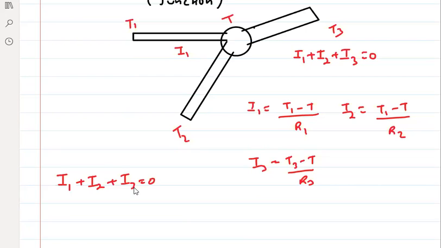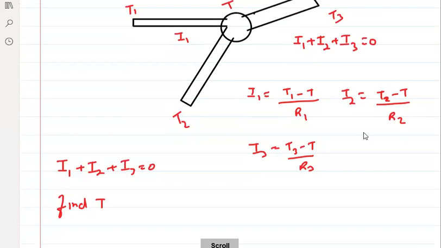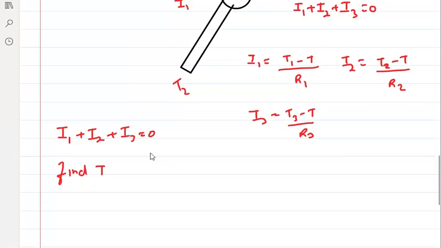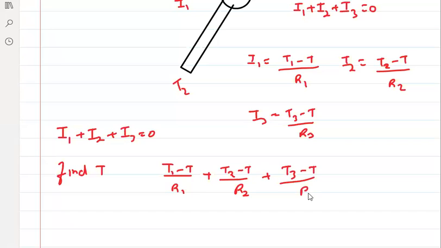Now, can you find T? Suppose R1, R2, R3 are given, and T1, T2, T3 are given. Find the junction temperature T. Everyone, try to find this. Okay, let's see. I1 is (T1 minus T) by R1, plus I2 which is (T2 minus T) by R2, plus (T3 minus T) by R3, is equal to 0.